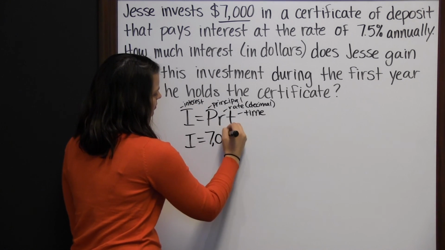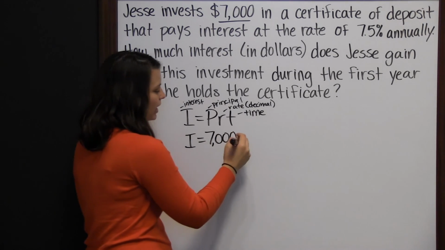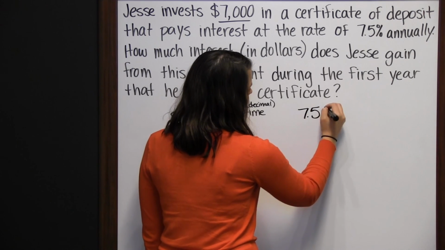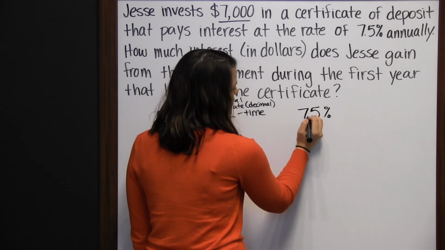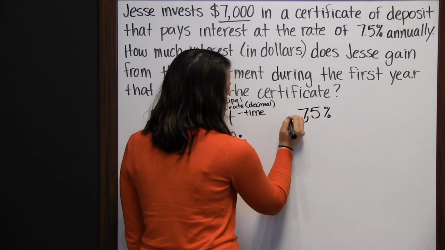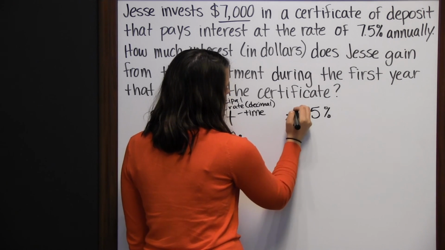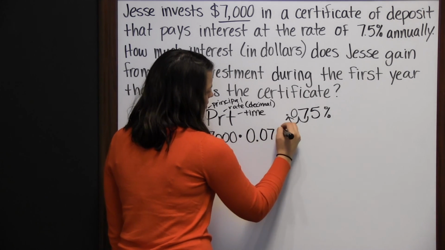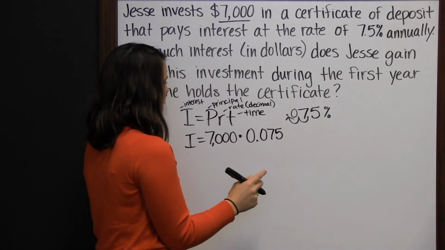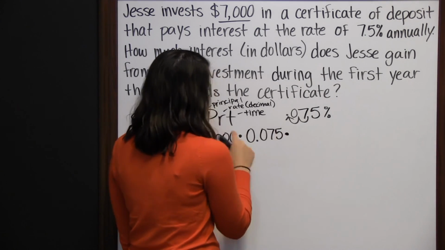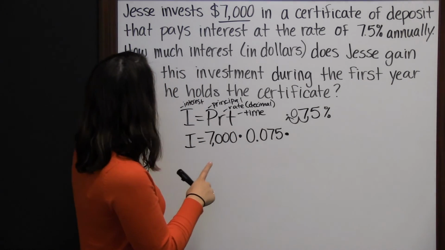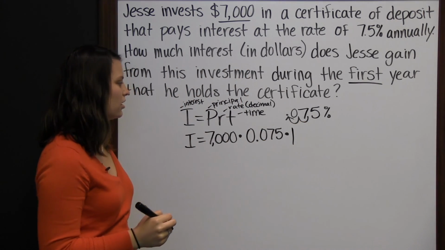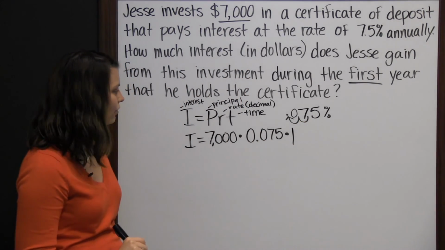$7,000, times the rate as a decimal again. So we're taking 7.5% and changing it to a decimal, which means taking the decimal and moving it 2 places to the left. So we add that 0, so it's 75 thousandths and then times the year, or the time, and we're just trying to find out about the first year. So that means it's been in there for 1 year, and then we just need to multiply those things together.